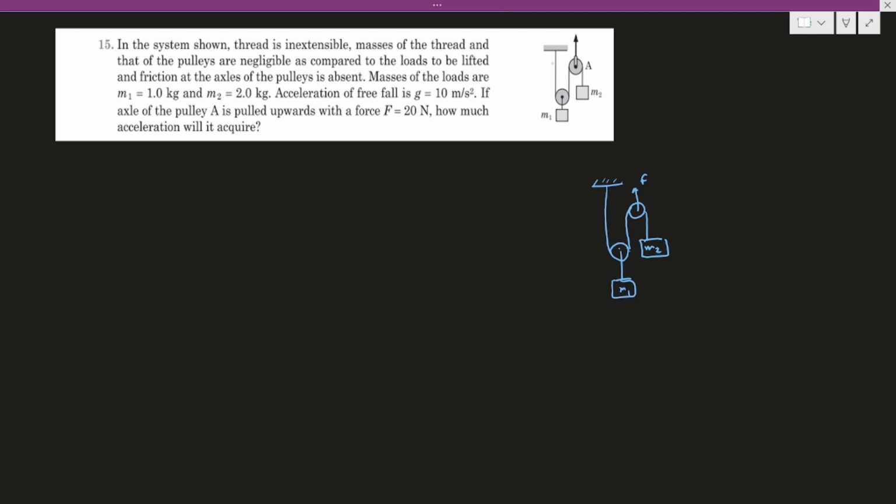This is a mass and pulley system. The threads are inextensible and massless, as is common in all pulley problems. The masses of the loads are given as M1 and M2, and on the axle of this pulley, a force F is applied. We are asked to find the acceleration of this pulley.